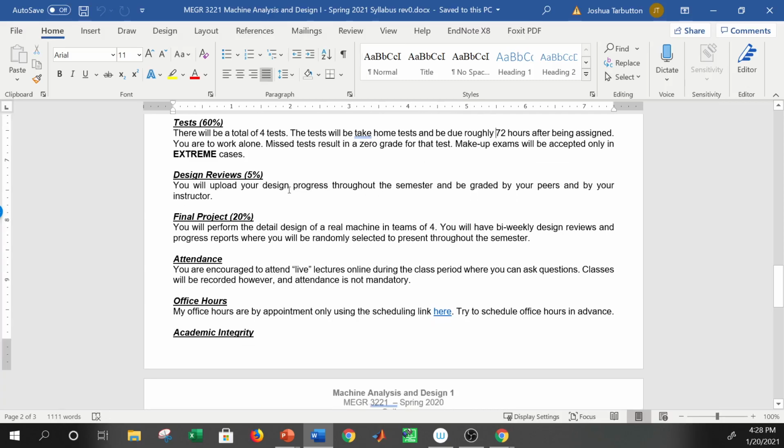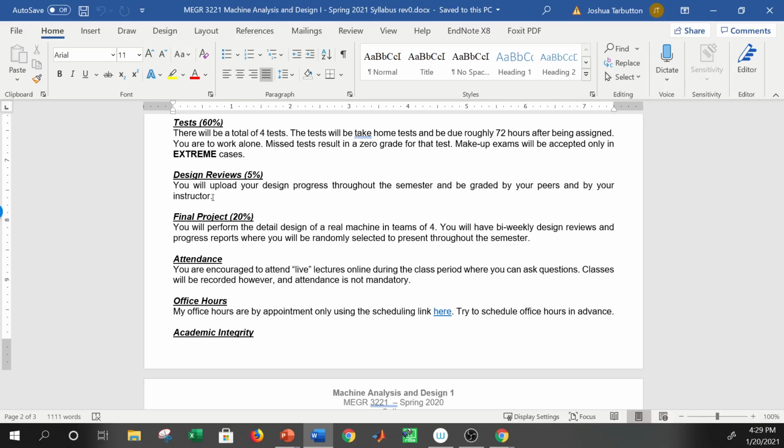The design reviews, you'll be graded by your peers, and I will reserve the right to overwrite the grade from your peers for the design reviews. I will assign each person to review other teams' projects, and so everyone will be reviewing everybody else's design. I think I've limited it, you only have to look at four other teams' designs.